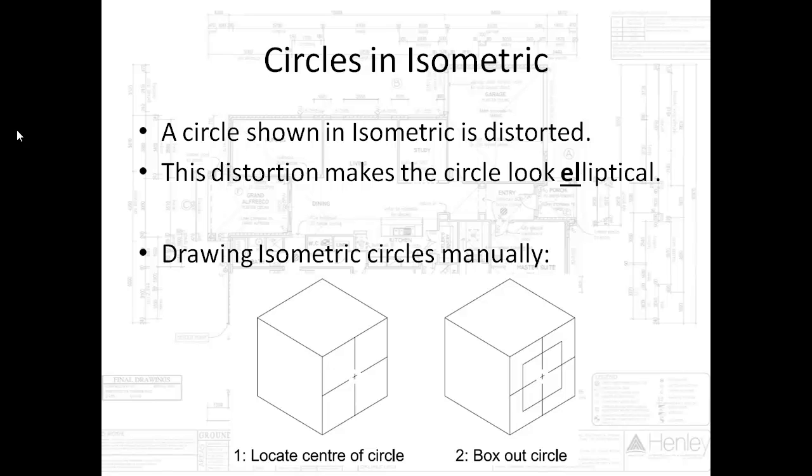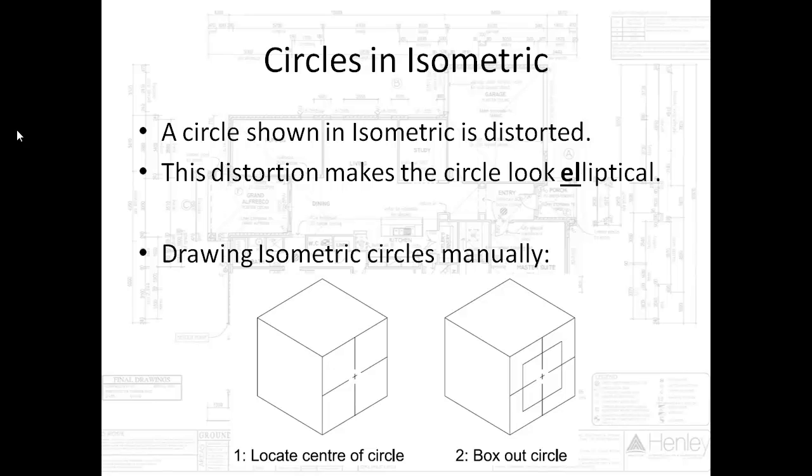So when we're drawing a circle in isometric, because it's on a plane which isn't completely orthogonal to our view, it's a distorted plane, so the circle itself becomes distorted. So what we end up with is not actually a true circle, but it's really more of an ellipse. You can see this when we start to draw these circles, that they are not even close to circular, really.